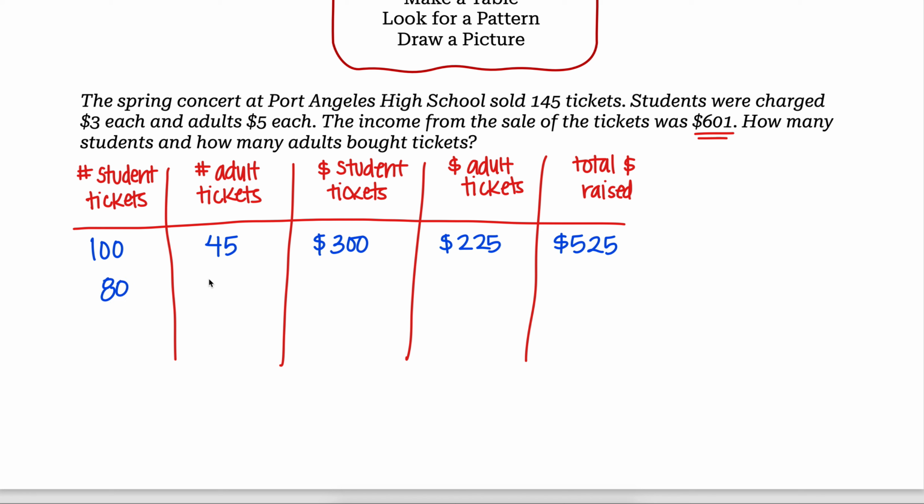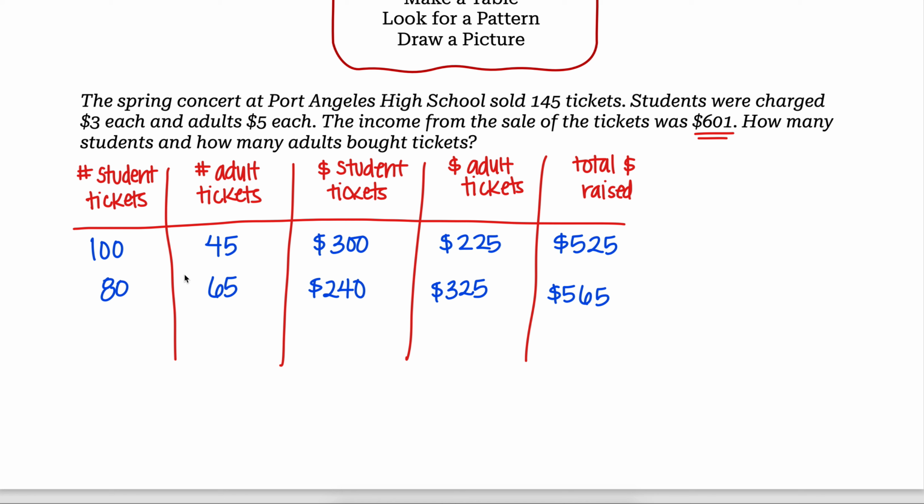And if there's 80 student tickets, that means there are 65 adult tickets, because 80 plus 65 is 145. So same process. 80 times 3 is going to be $240. 65 times 5 is going to be $325. And if we add these together, we're at $565. So we're getting closer to that 601, but we're not quite there.